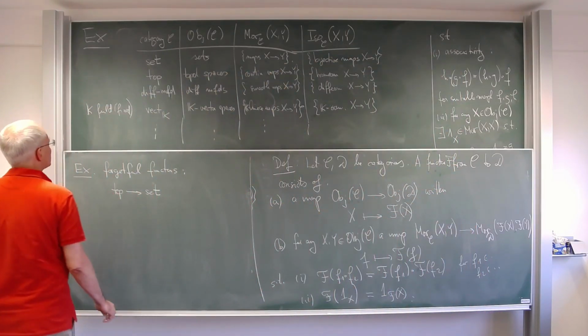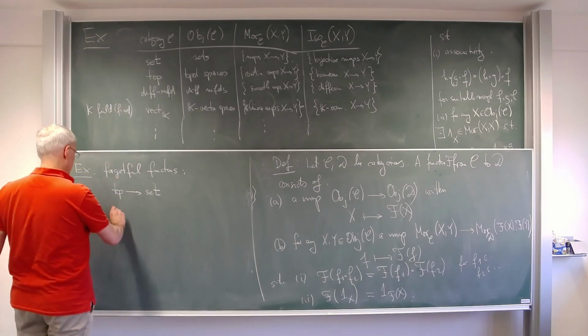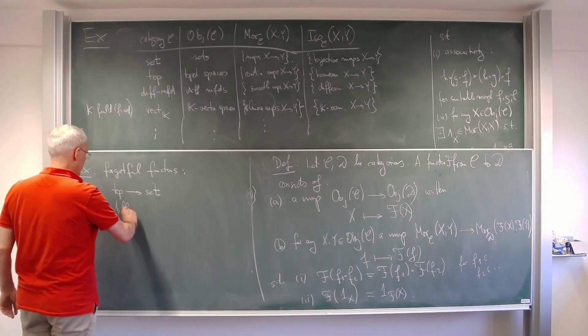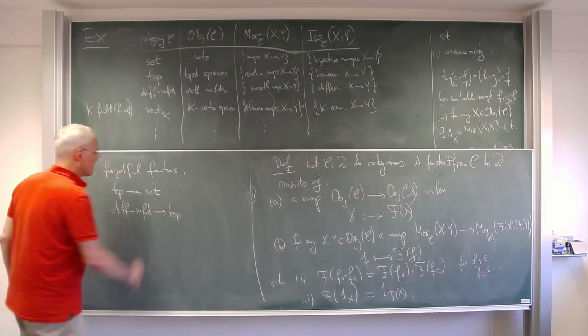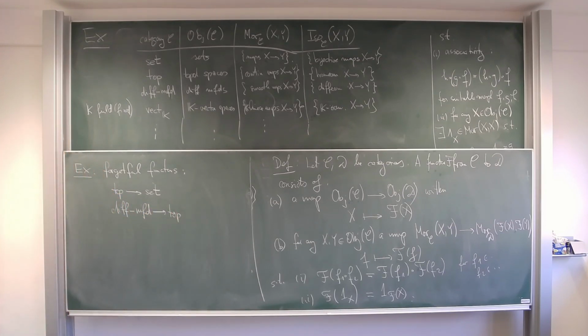Similarly, you can have something like a forgetful functor from differentiable manifolds to Top. You take a manifold, you forget that it's a manifold, you just keep the topological space. The smooth map is in particular a continuous map, so I have that.